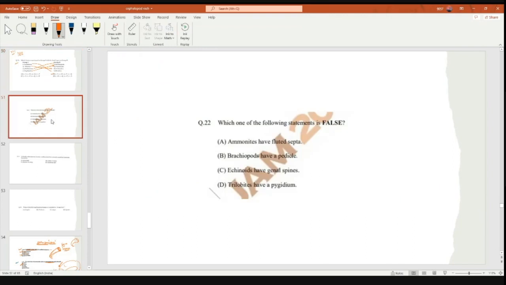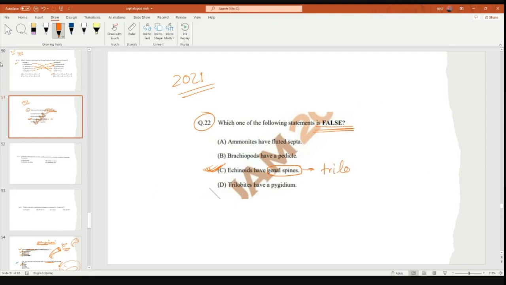And question number 22, this is a 2021 IIT JAM question. Which one of the following statements is false? You have to see false. This type of question is also asked. C. Yes, C. Now can you tell what is wrong in it? Ma'am, genal spines are present in the trilobita. Yes, exactly. Genal spines are present in the trilobita only.